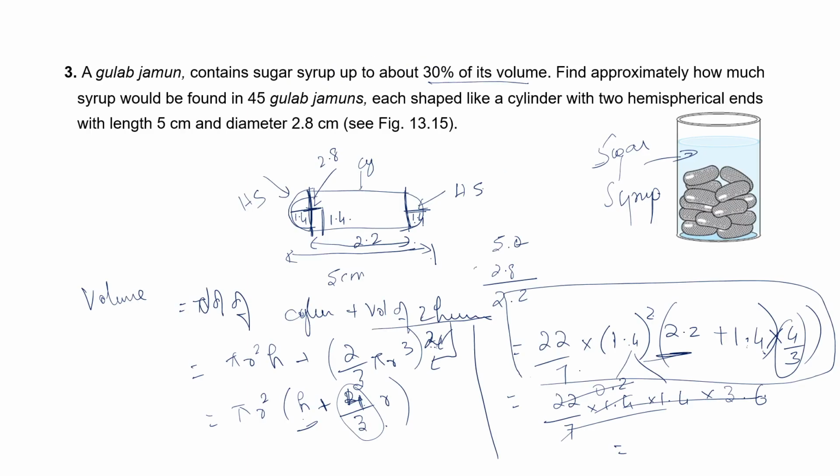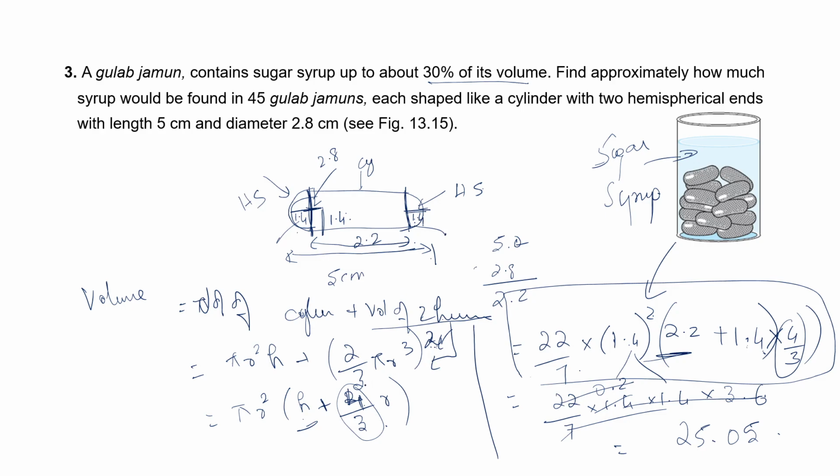Please check this one. You just multiply this data and check the answer. It is 25.05. Please do the calculation by yourself. Just understand the sum. The jamun is like this. It is a cylinder and two side hemispheres. We have to find the volume of this. So volume of this is volume of the cylinder plus volume of this hemisphere plus this hemisphere. So two hemispheres we have to take.